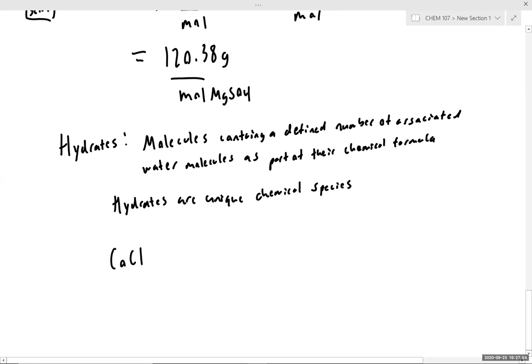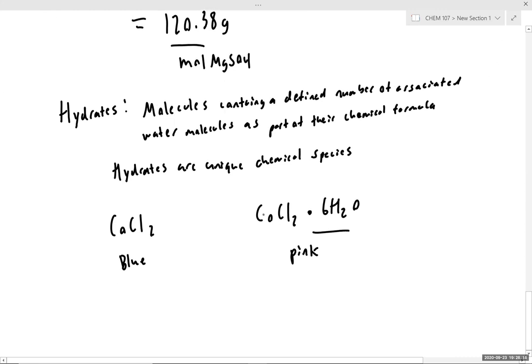So for example, cobalt chloride without any water has a blue color, while cobalt chloride hydrate with these associated water molecules is a pink color. We call the ionic compound with associated water, with this dot, a hydrate. If we have no water molecules associated, we call this form the anhydrous form.